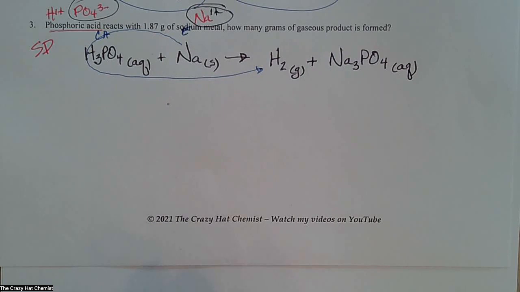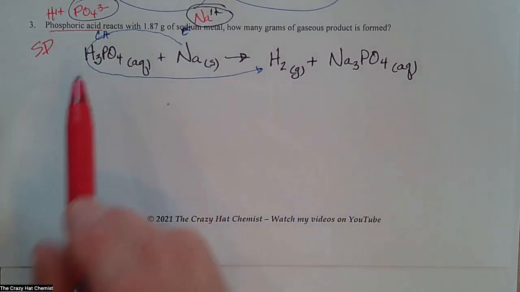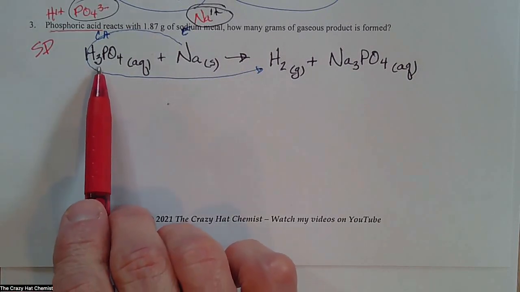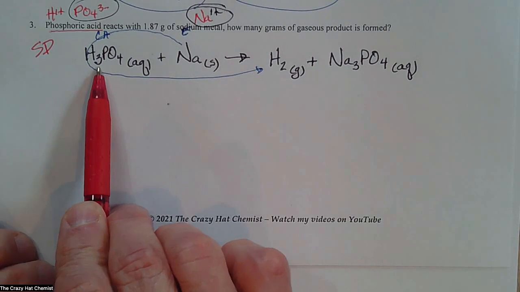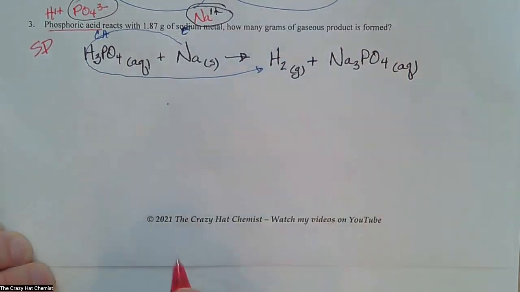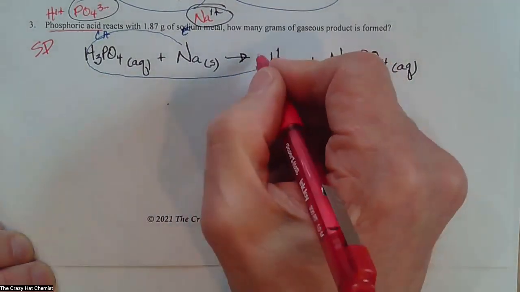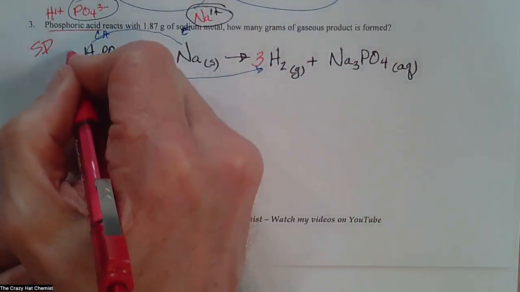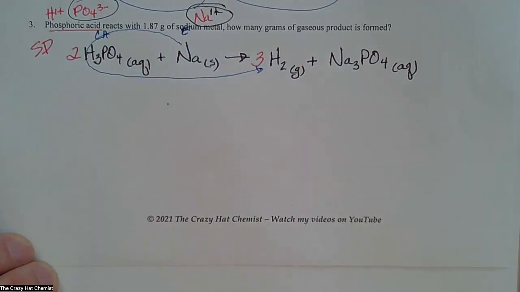So hopefully you understood that single displacement reaction where the sodium is displacing the hydrogen. Notice that this is H2 and there are 3 hydrogens over there. Okay. Now what we need to do is balance this beast. So here's what we're going to do. Let's look at the hydrogens. I have 3 hydrogens on the reactant side and 2 on the product side. So we're going to find the greatest common factor, which is 6. So that would be 3 in front of the hydrogen and then 2 in front of the phosphoric acid.